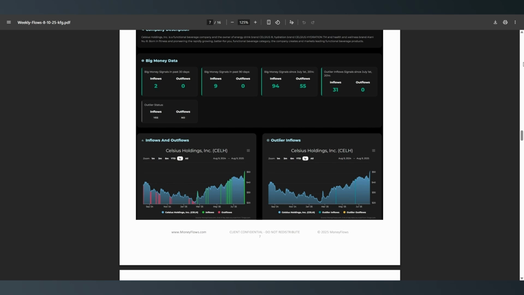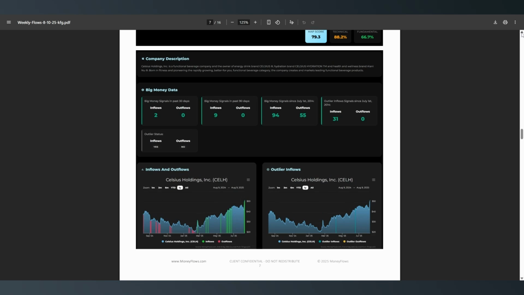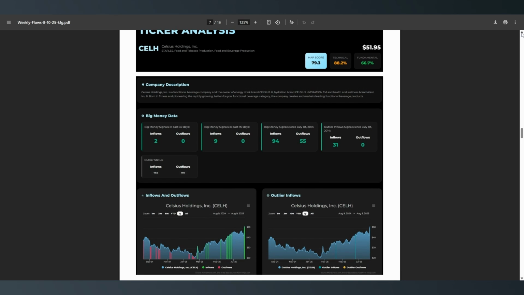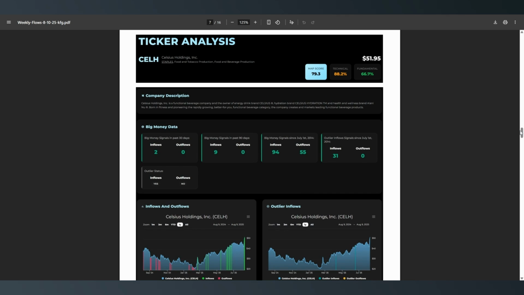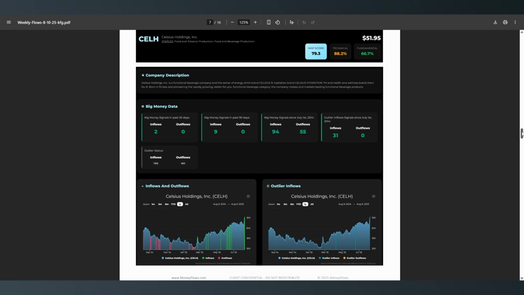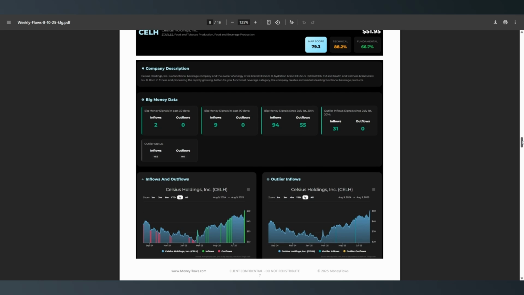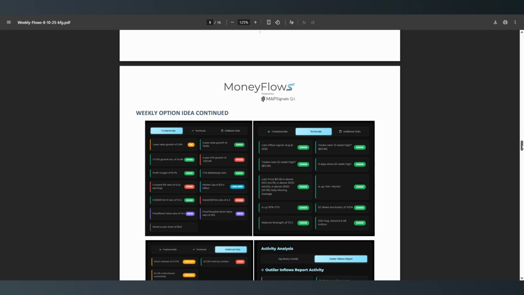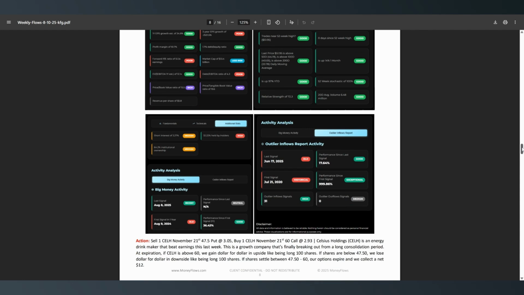We also have an options profile. So for this week, we're using Celsius Holdings. This is a name that has been very, very strong. They just had outstanding earnings. So we had a bullish risk reversal option idea. You can look at some data here, but here you can see the actual trade idea in this action setup.